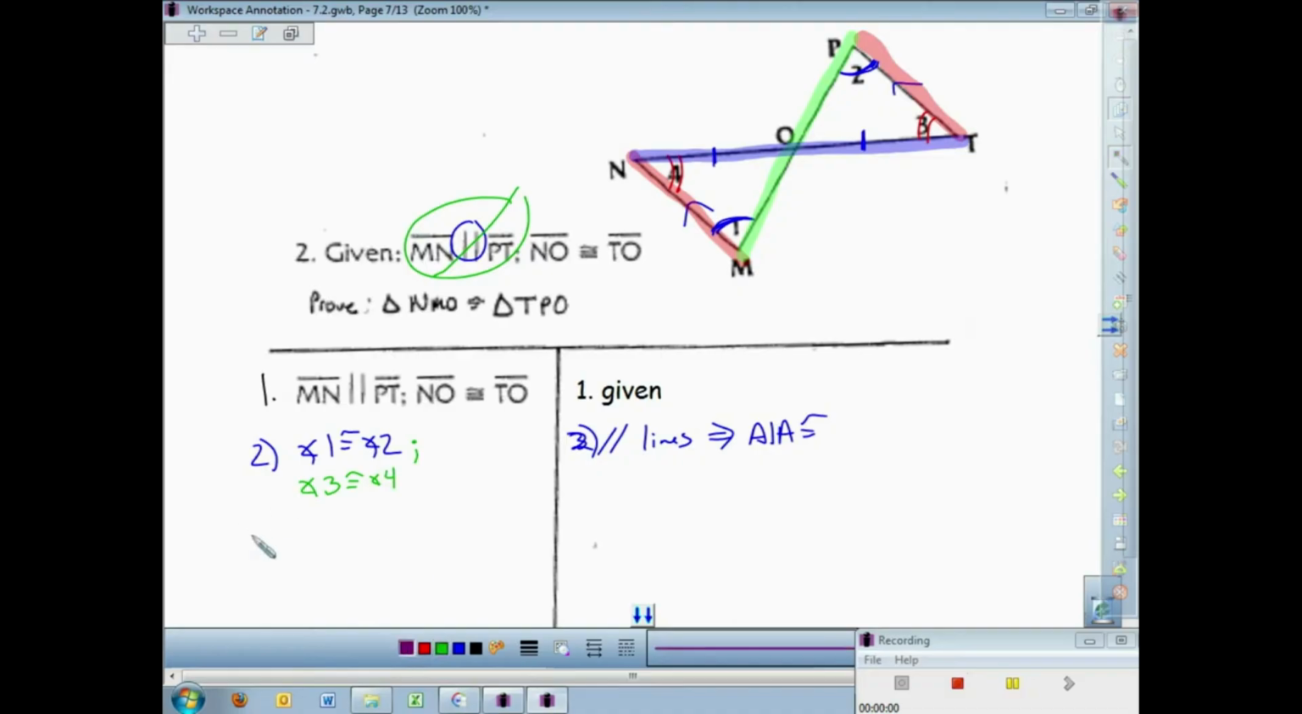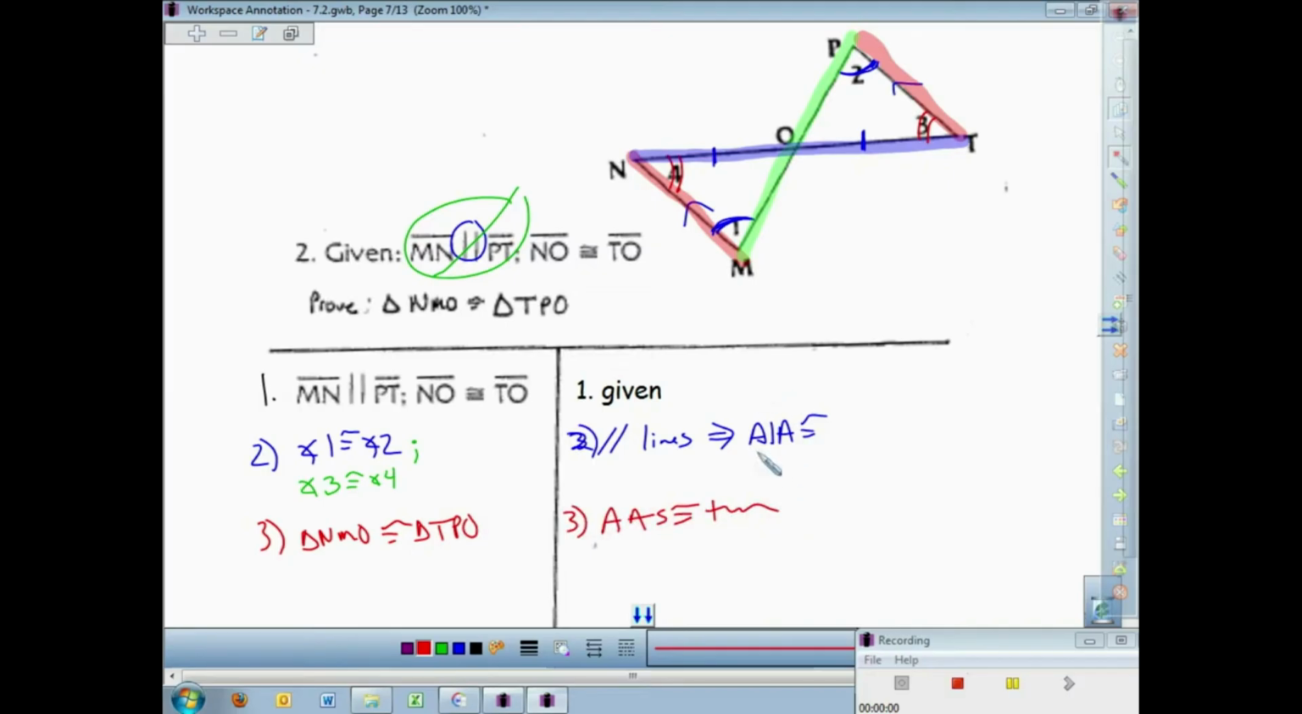And with this information, now I want to see, do I have enough information to prove that these triangles are congruent? Well, I could go angle, angle, side: single arc mark, double arc mark, side. I could do that here. So step 3, holla, is triangle NMO is congruent to triangle TPO by the angle, angle, side congruence theorem.